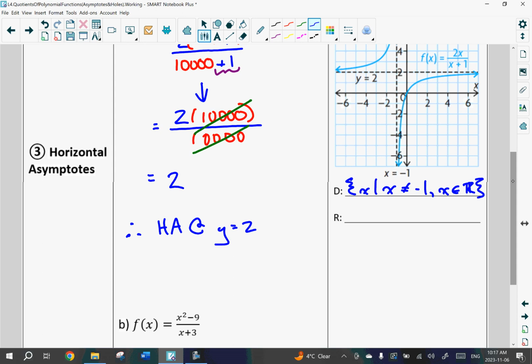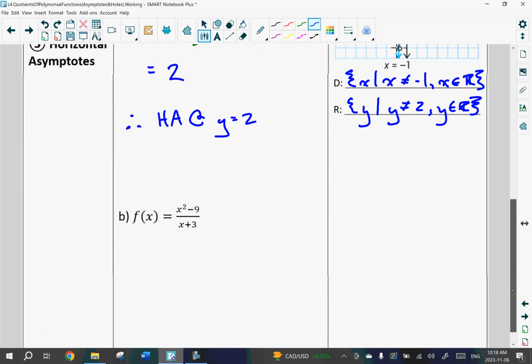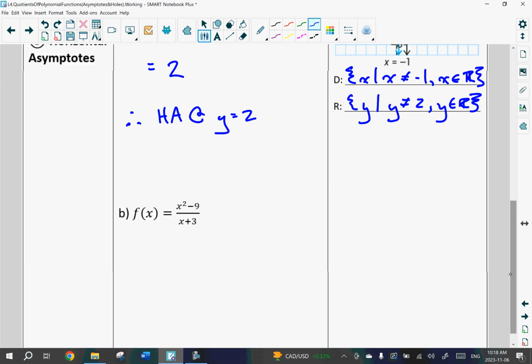Okay, so now our range. The range is going to be where that horizontal asymptote was located. Range: y such that y can't be positive 2, y is instead of the real. But like I said before in the other video, we focus more on the domain. Okay, let's have a look at this one.